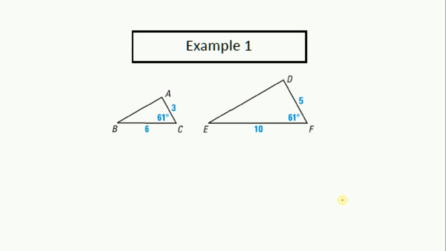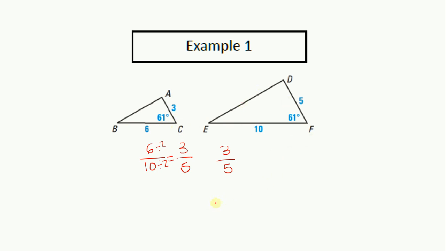Now let's try a couple of examples of SAS. The very first thing I notice is I do have angles congruent, 61 and 61. Notice it's in the middle of two sides, so we just need to check those sides here. I've got 6 over 10, divided by 2, so I'll get 3 over 5. Okay, let's check the other one. That one is 3 over 5 right away. So it seems that these two sides are proportional, BC to EF and AC to DF.